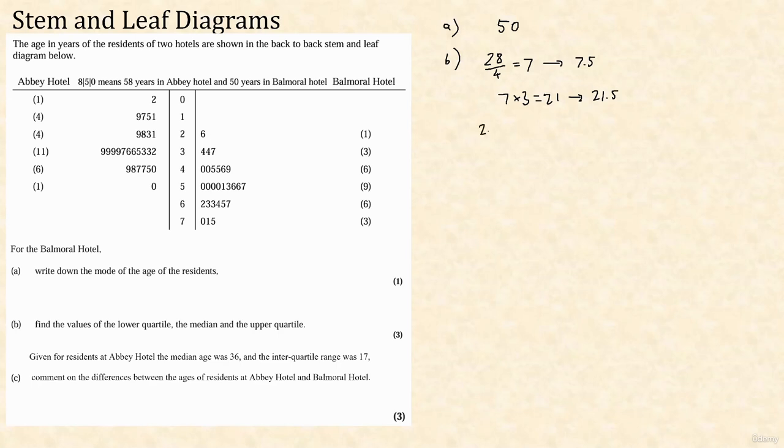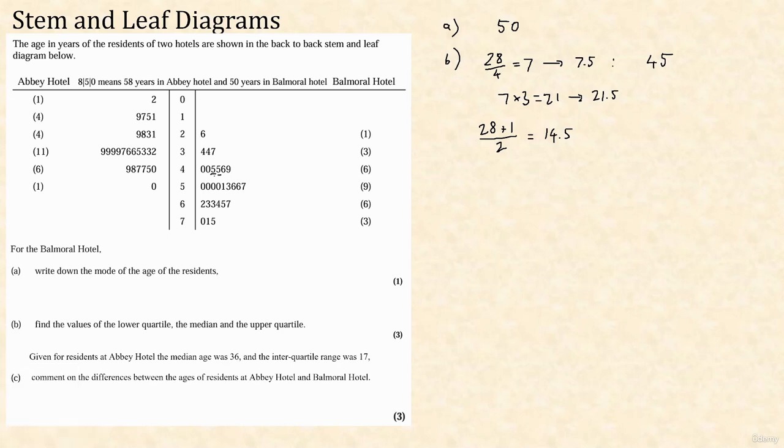For the median, it's 28 plus 1 over 2, and that's 14.5. So these give us the positions. So we want the 7.5, so 1, 2, 3, 4, 5, 6, 7. Here's 7 and 8. They're the same number, and so that's 45.